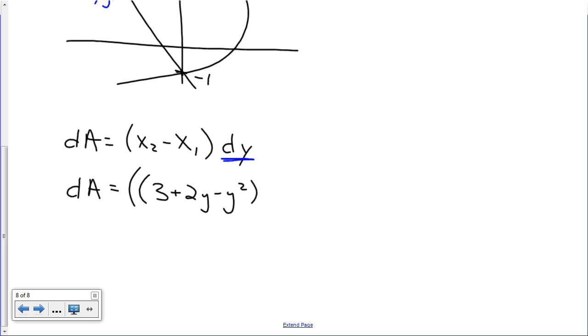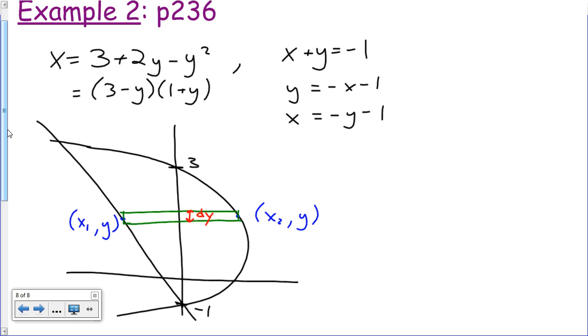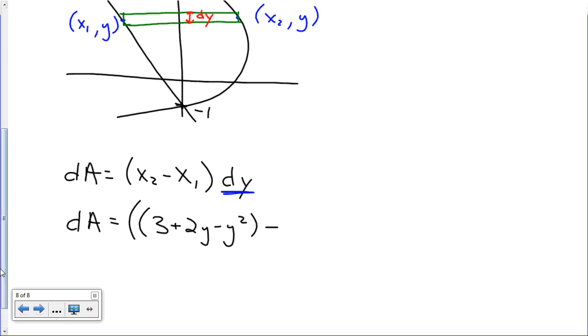So that's x2. And then replace x1 with what it's equal to. x1's over here on the straight line, so I need to know what x is equal to as a function of y. So that's a good thing, actually, that we wrote this down, because that's what we need here. x is equal to negative y minus 1. And that's times dy.